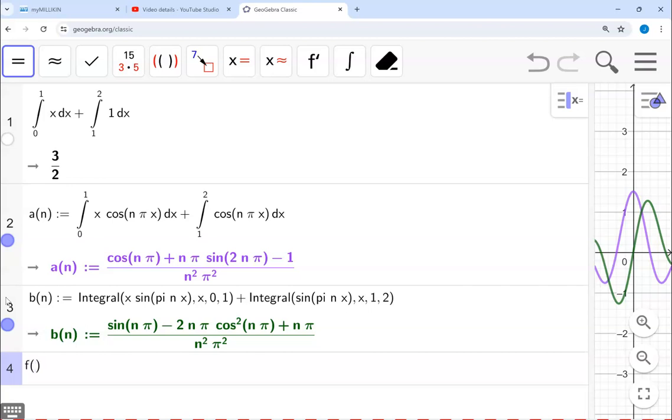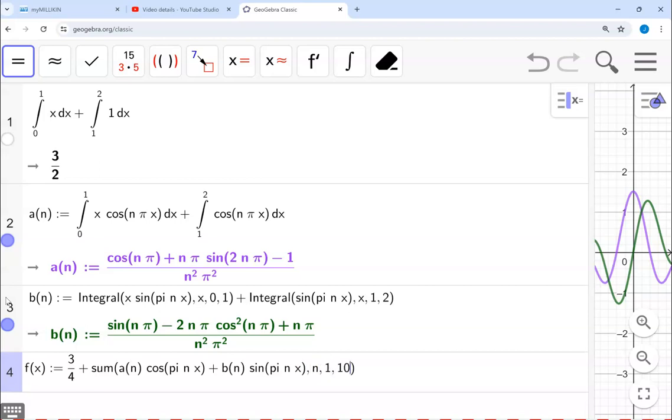All right, so finally now we're ready to create our function. What's the constant term going to be? 3 over 4, because I have to halve that thing above, right? We had to take the 3 halves and divide it by 2. And then we'll do the sum of a of n cosine of pi n x and our b of n times sine of pi n x, n from 1 to 10 again.